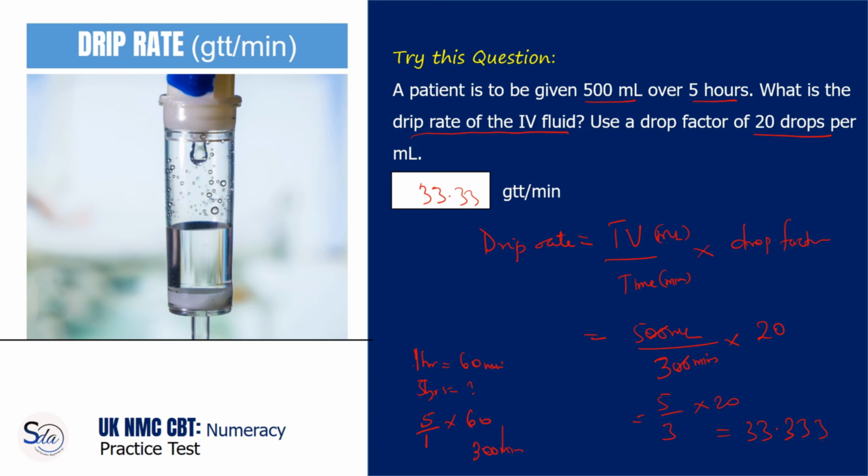Most times in the CBT, the question will tell you how many decimal places you should leave your answer in. If it tells you to leave your answer in 2 decimal places, then this is it. If it's 1 decimal place, it's just 33.3. If it's a whole number, it's 33, and then that is it. So always look at the question, but this question does not specify, so I would leave this in 2 decimal places.